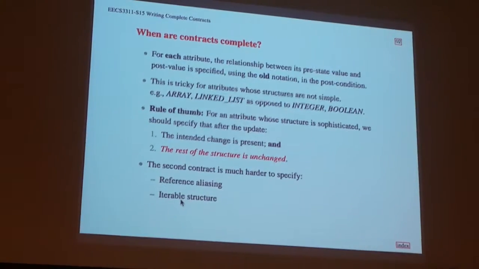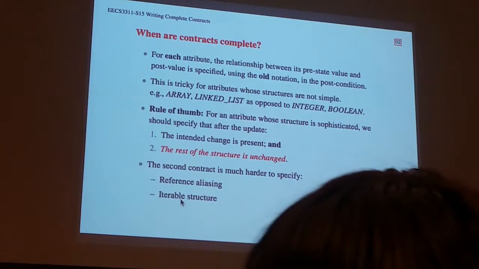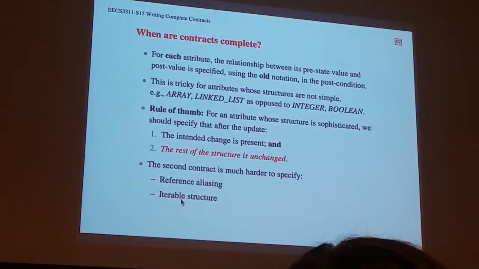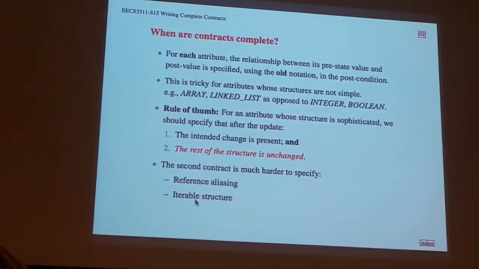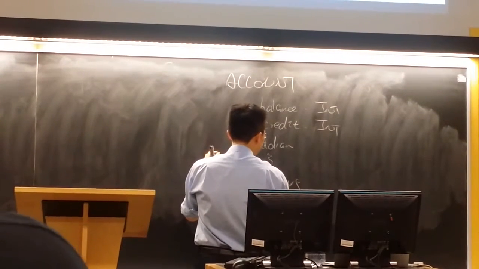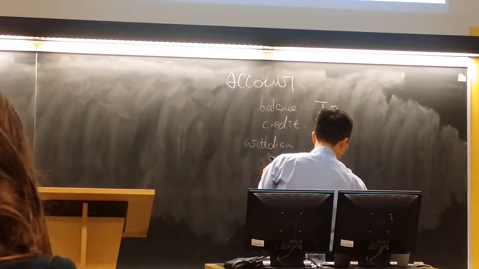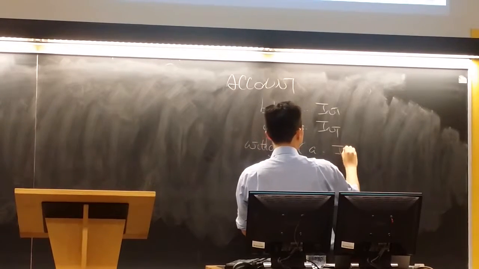So this slide is general about how you're supposed to write complete contracts. Remember the case when we talked about the account class. We have balance, type integer, and credits, type integer. And remember when we say withdraw, somewhere in the ensure clause we simply say balance is equal to, let's say, old balance minus a. Let's say a is the amount you want to withdraw.